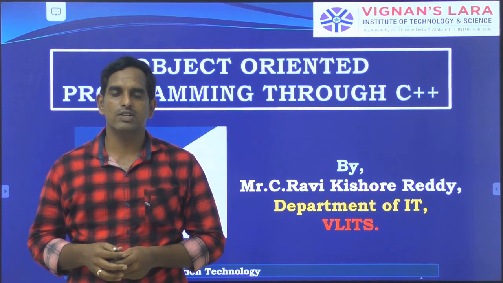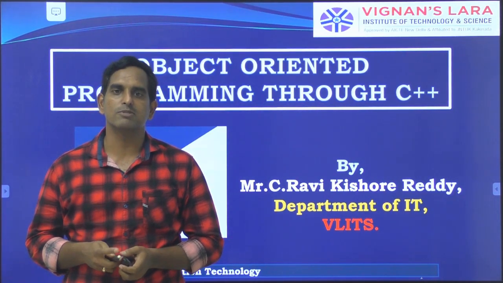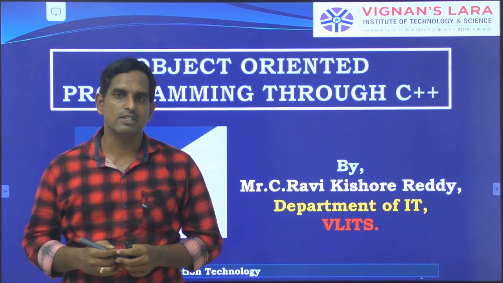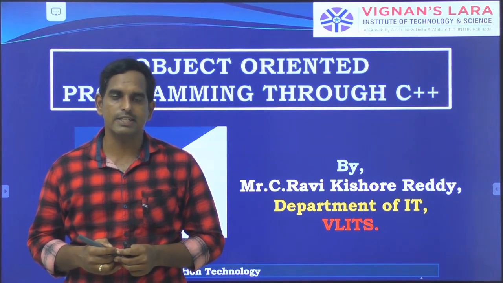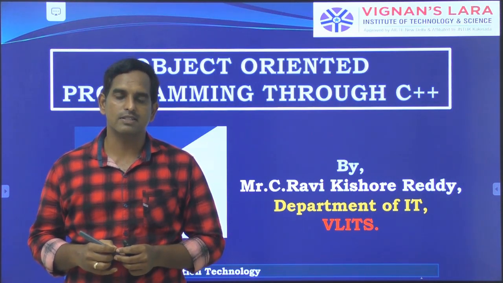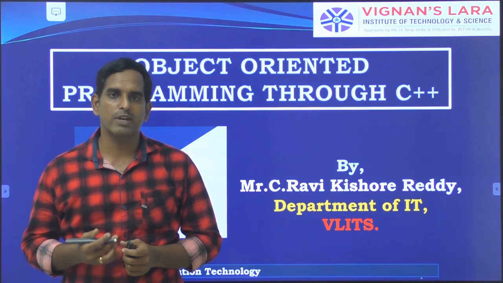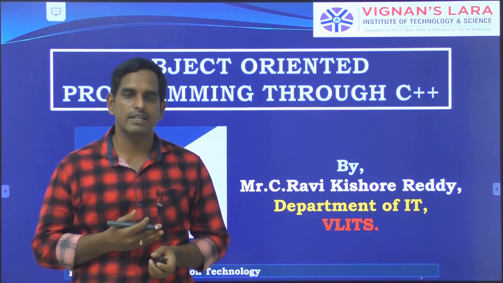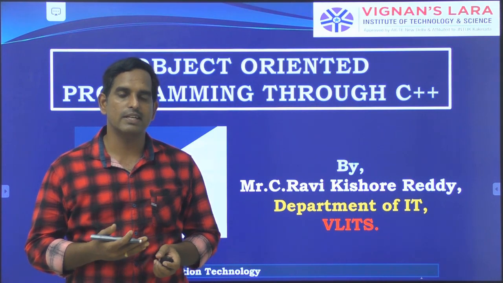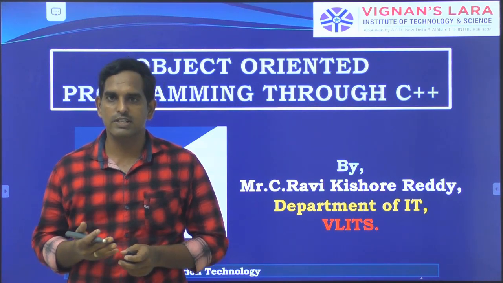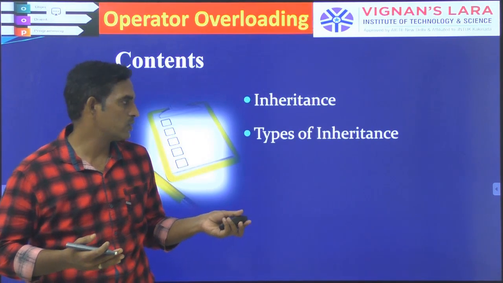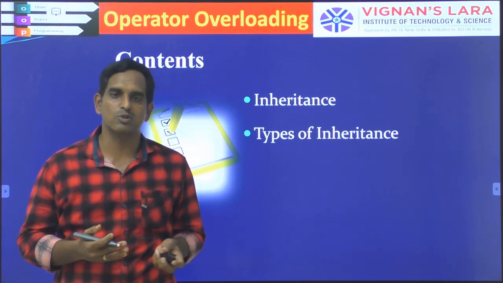7, we will continue our discussion on object-oriented programming through C++. In the previous session, we started on inheritance and how to perform inheritance in C++. In this session, we will continue with what inheritance is and how to implement it in C++, and also what the various types of inheritance are and how to implement them.